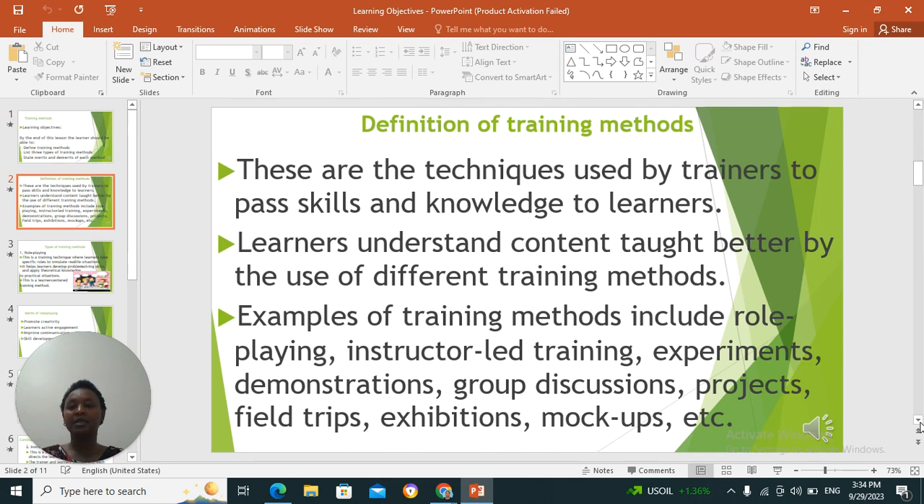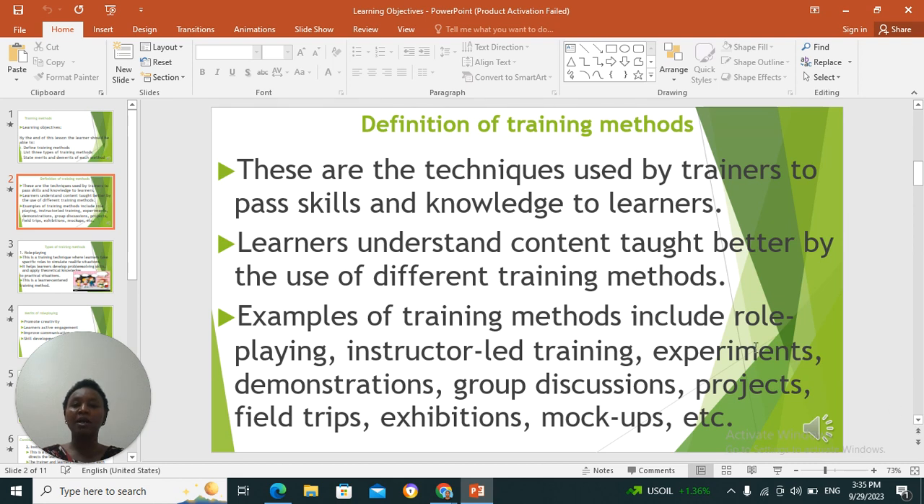So we can define training method as the techniques that are used by trainers to pass skills and knowledge to learners. Learners understand content taught better by use of different training methods. For example, there are learners who understand content if they see. Others understand content when they hear. Others understand content better by writing and reading. Others understand content better by doing.